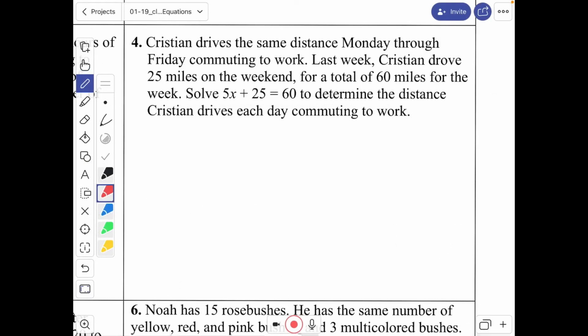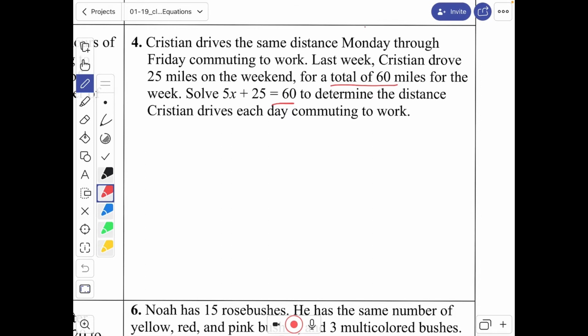Now, the problems that you're going to be solving on your worksheet aren't word problems, but I did want you to see what some of the word problems that would go with similar equations. So this one, for example: Christian drives the same distance Monday through Friday, commuting to work. Last week, Christian drove 25 miles on the weekend, for a total of 60 miles for the week. Okay, so the total was the equal part.